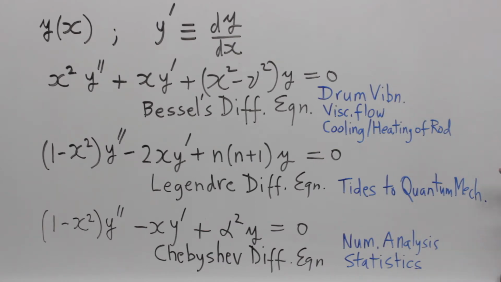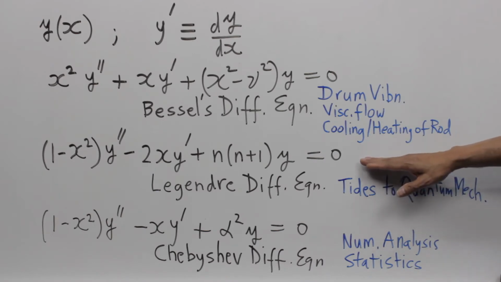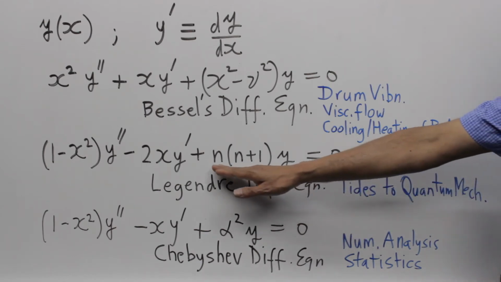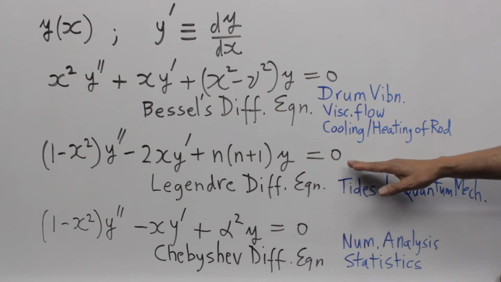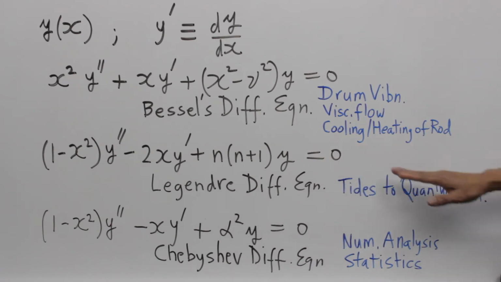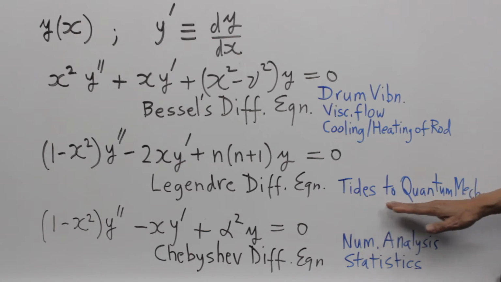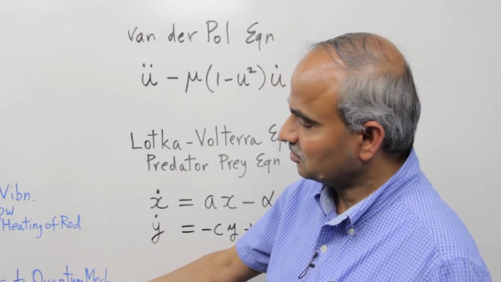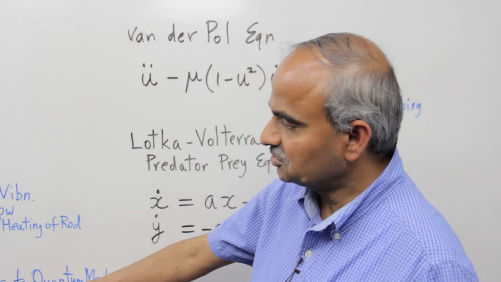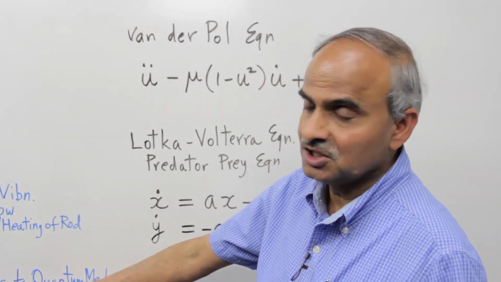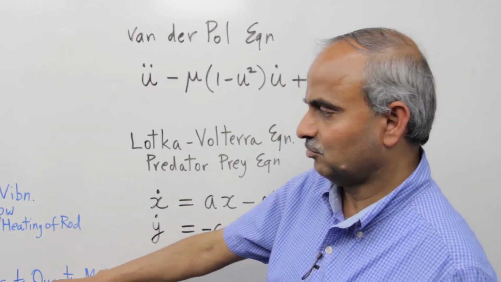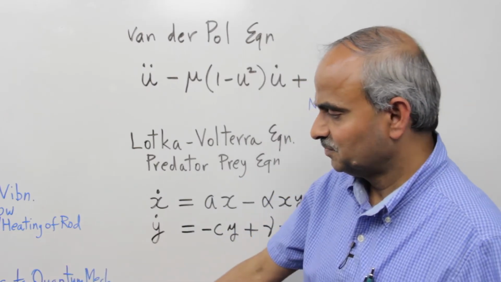So many different contexts that involve circular geometry, flow through tubes, vibrations in tubes, and so on, also have the same equation showing up. The second example here is the Legendre differential equation. This involves one parameter n, which is an integer valued parameter. This equation arises in a wide variety of contexts, all the way from tides to quantum mechanics and many things in between, such as oscillations of bubbles, oscillations of spherical shapes, such as oscillations of stars and the sun.